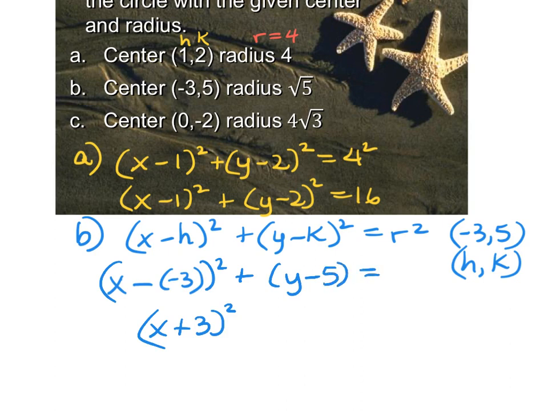And then the r, again, is the radical. Remember, again, when you square the radical, it goes away. And this is just a 5.